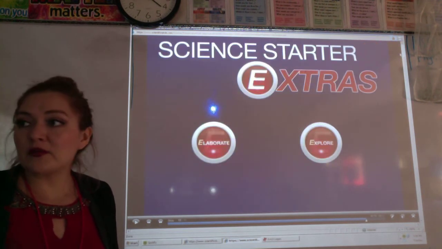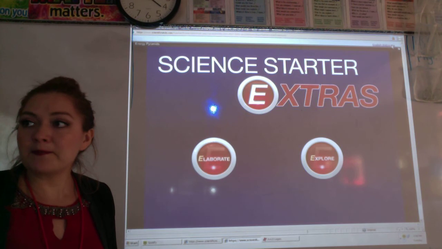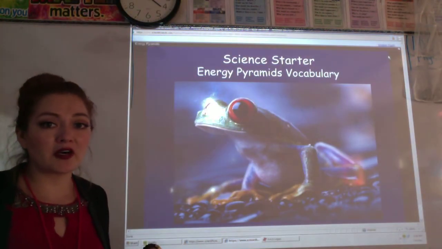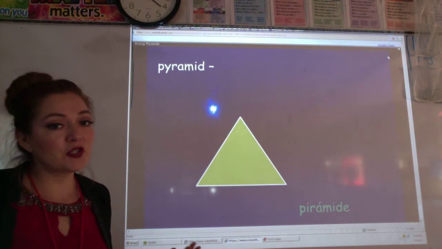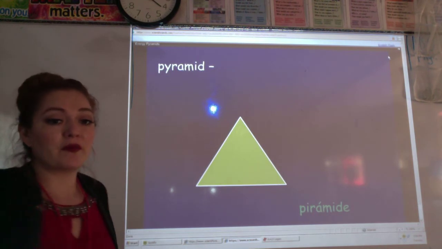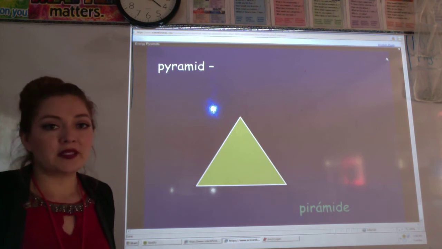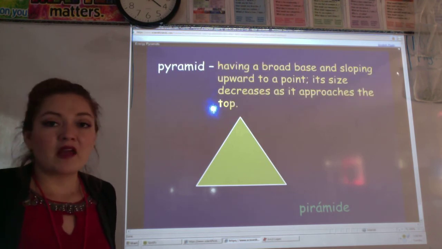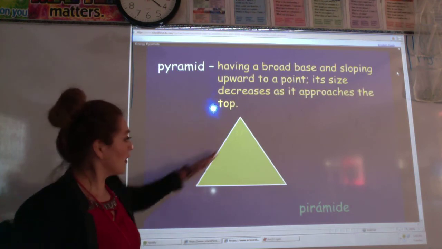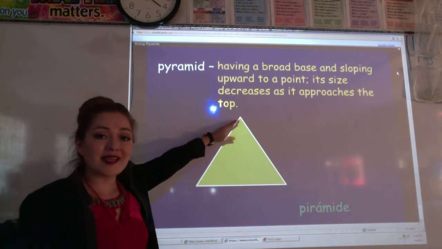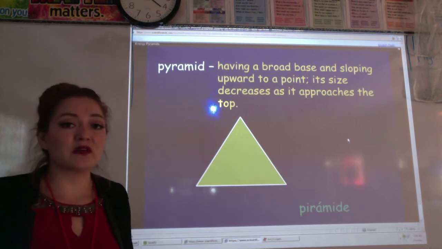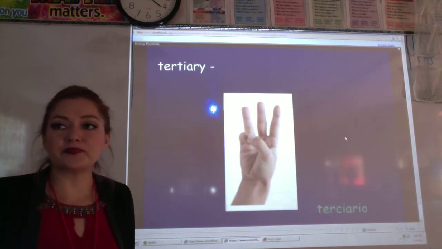Now let's review the vocabulary very quickly. Make sure that you know the word before it comes out on the board, because if you don't, that means that's a word you need to review and know before the test. So pyramid, pirámide: having a broad base, this is the base, and sloping upward to a point. Its size decreases as it approaches the top. So that's just a description of a pyramid or a triangle.